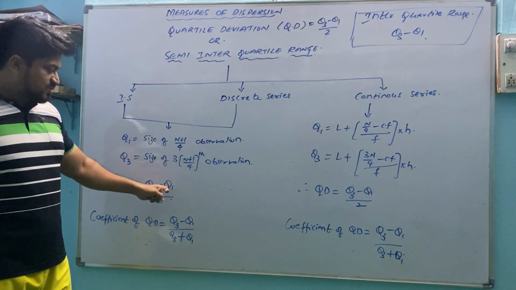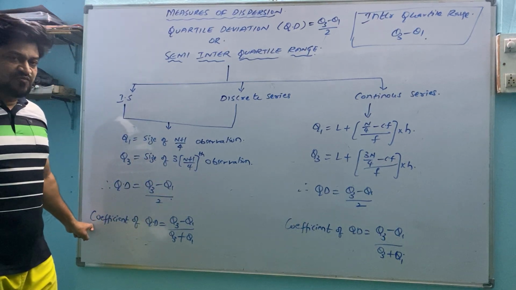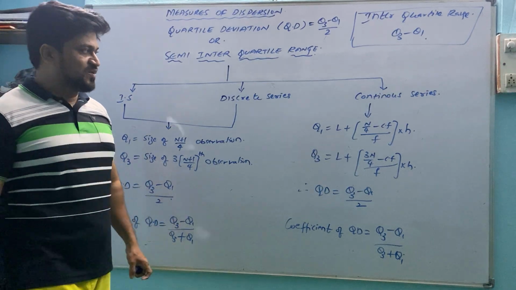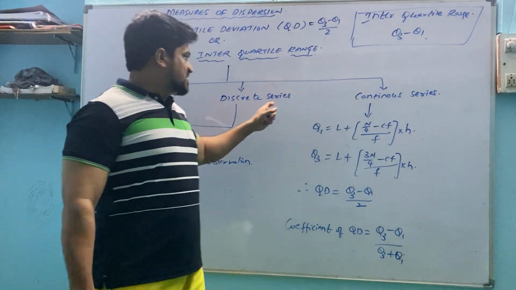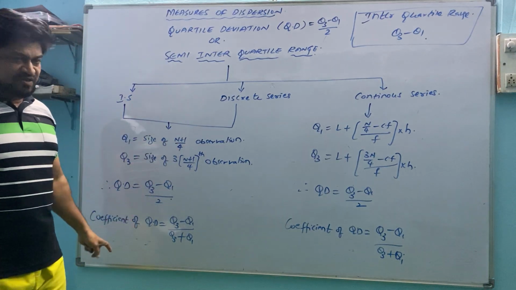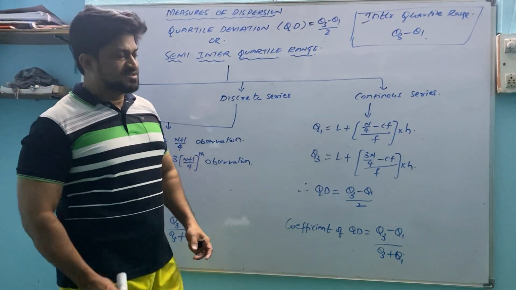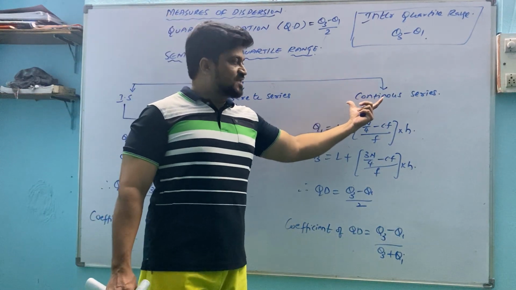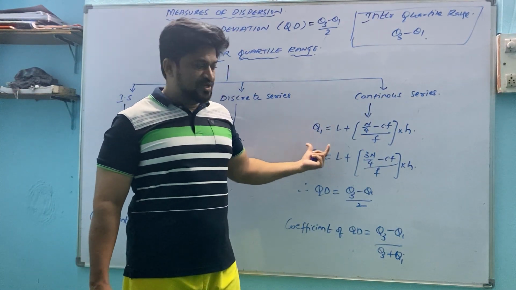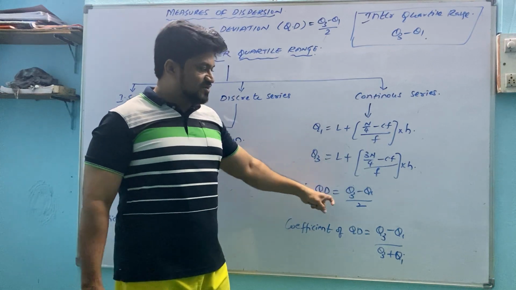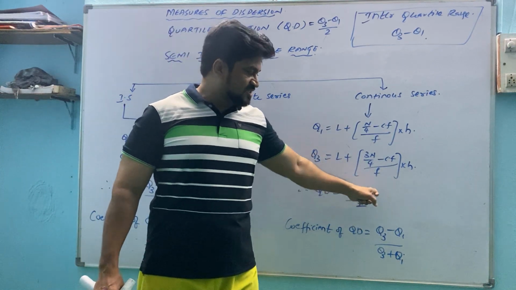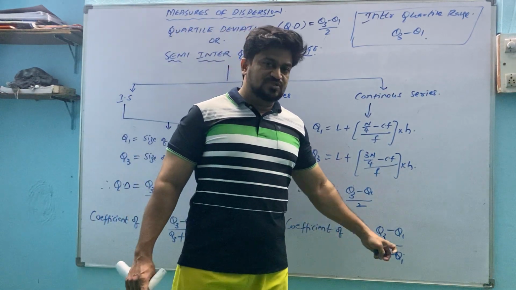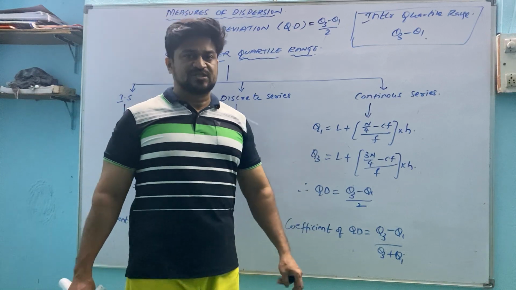Then quartile deviation is Q3 minus Q1 by 2. If they want us to find the coefficient of quartile deviation, then it is Q3 minus Q1 by Q3 plus Q1. This is for individual series and discrete series. For both we will use the same formulas as we used previously in the central tendency unit. For continuous series, you need to go through the Q1 and Q3 formulas. Then quartile deviation equals Q3 minus Q1 by 2. You subtract both answers and divide by 2. Then coefficient of quartile deviation is Q3 minus Q1 divided by Q3 plus Q1.